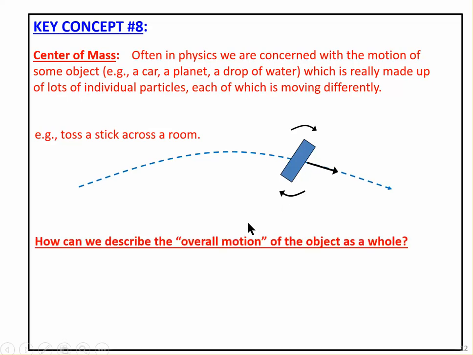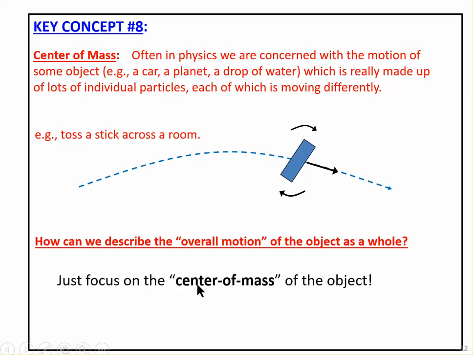So the question is, if I want to know the overall motion of the stick or the overall motion of the car, not the motion of every single atom that's making up the car, how do I describe the overall motion of an object? In other words, the motion of the object as a whole. Well, the idea is we're going to focus on the center of mass of the object. That's going to be the key. So let me flesh that out a little bit.